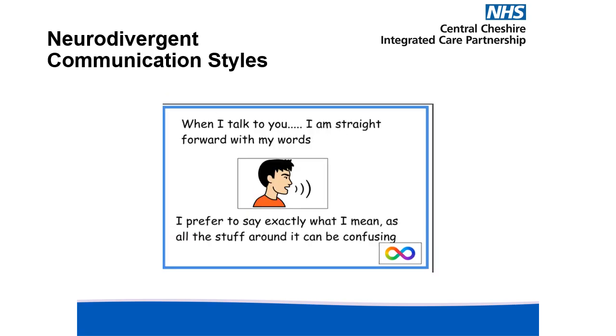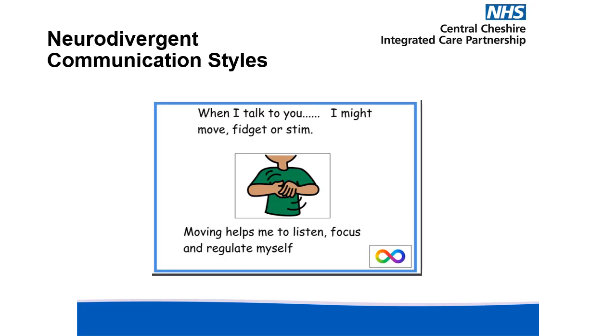When I talk to you, I am straightforward with my words. This is because I prefer to say exactly what I mean, as all the stuff around it can be confusing. When I talk to you, I might move, fidget, or stim. Moving helps me to listen, focus, and regulate myself.